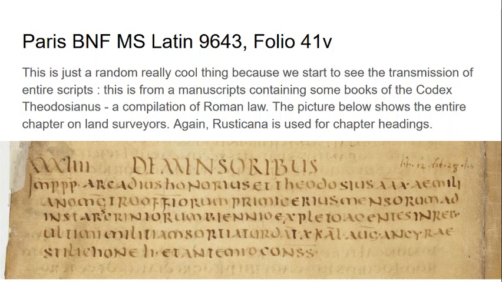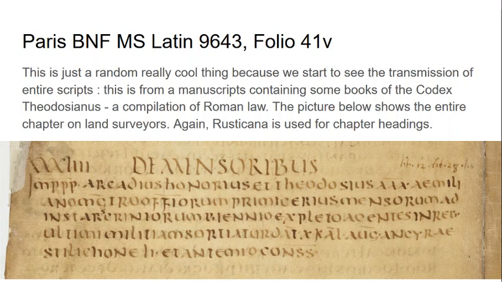And here is an example of one of them. This is a book of the Codex Theodosianus. It's a compilation of Roman law which became quite popular in the Middle Ages. And here we have the entire chapter on land surveyors, de mensoribus. And this is relatively boring. It's basically just describing a legal dispute about measuring land, and therefore telling you what the precedent is going to be. But this is one example of many interesting things you can do with script.